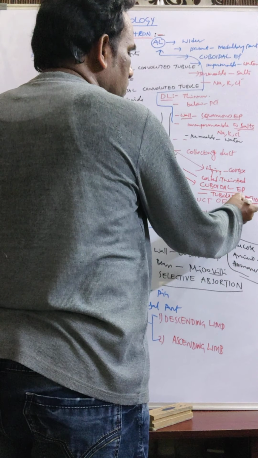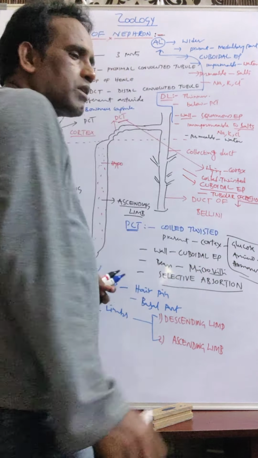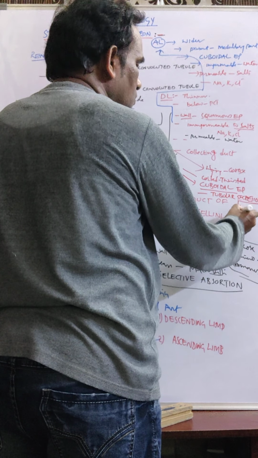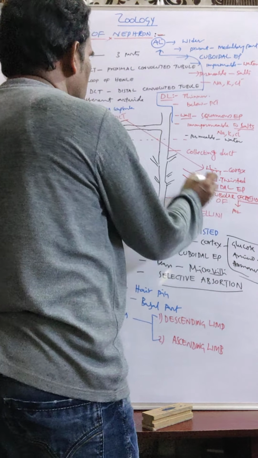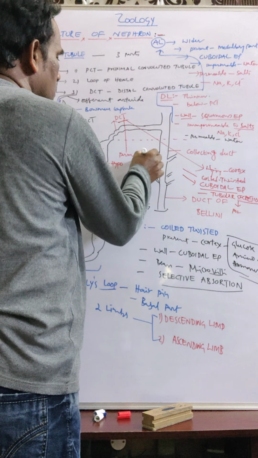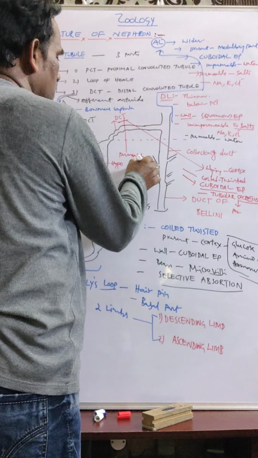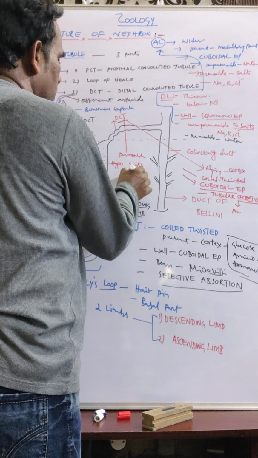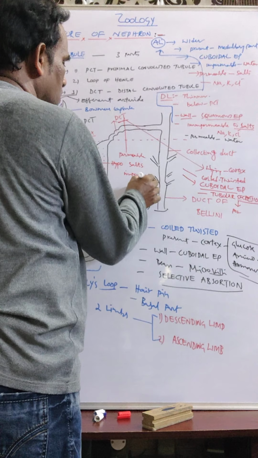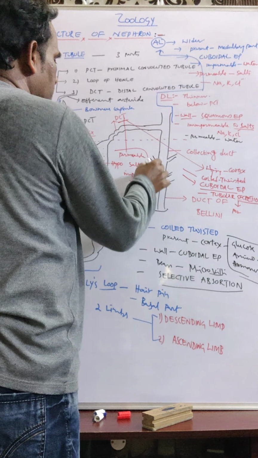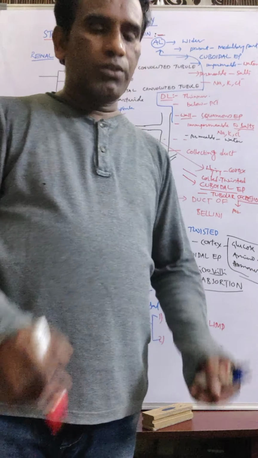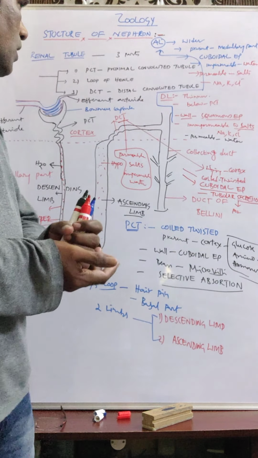As it is concerned with tubular secretion, it is permeable to salts and impermeable to water. Permeable to salts and impermeable to water, that is the DCT. So that is about the renal tubule.